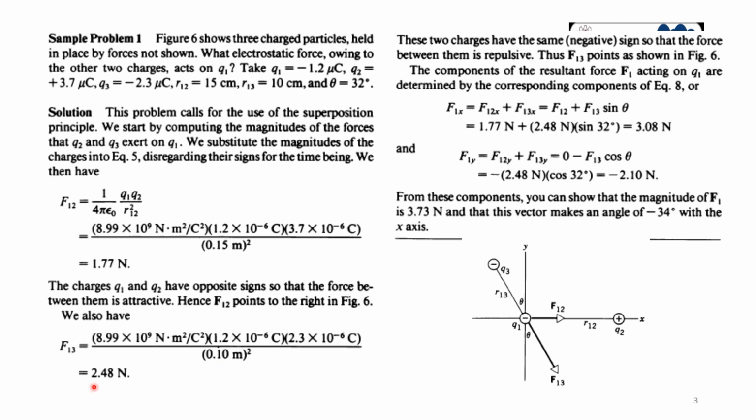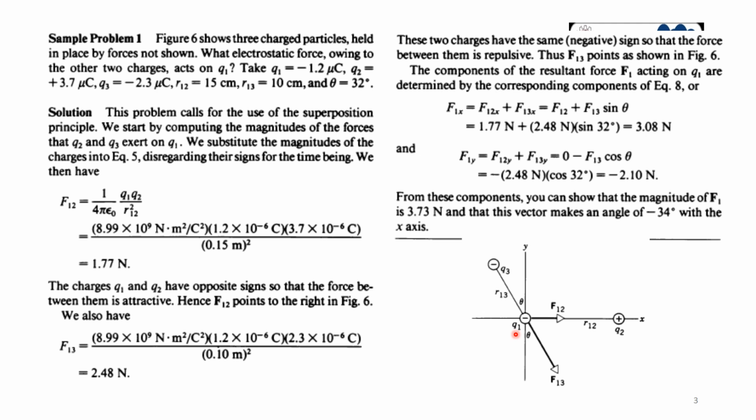So we have got F13 will be equal to 2.48 Newton. So now we have F12 and F13 known. After the solution of F12 and F13, now we can find the force exerted on charge Q1, because we only know the resultant force of Q1.